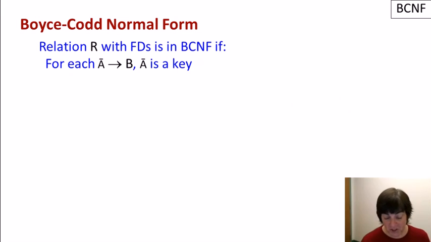So here's the formal definition of when a relation is in Boyce-Codd normal form, usually abbreviated BCNF. A relation R with functional dependencies is in Boyce-Codd normal form if every functional dependency is such that its left-hand side is a key. Okay? Let's see what happens when it's not the case that the left-hand side of a functional dependency is a key, and we'll see why that's a bad design.